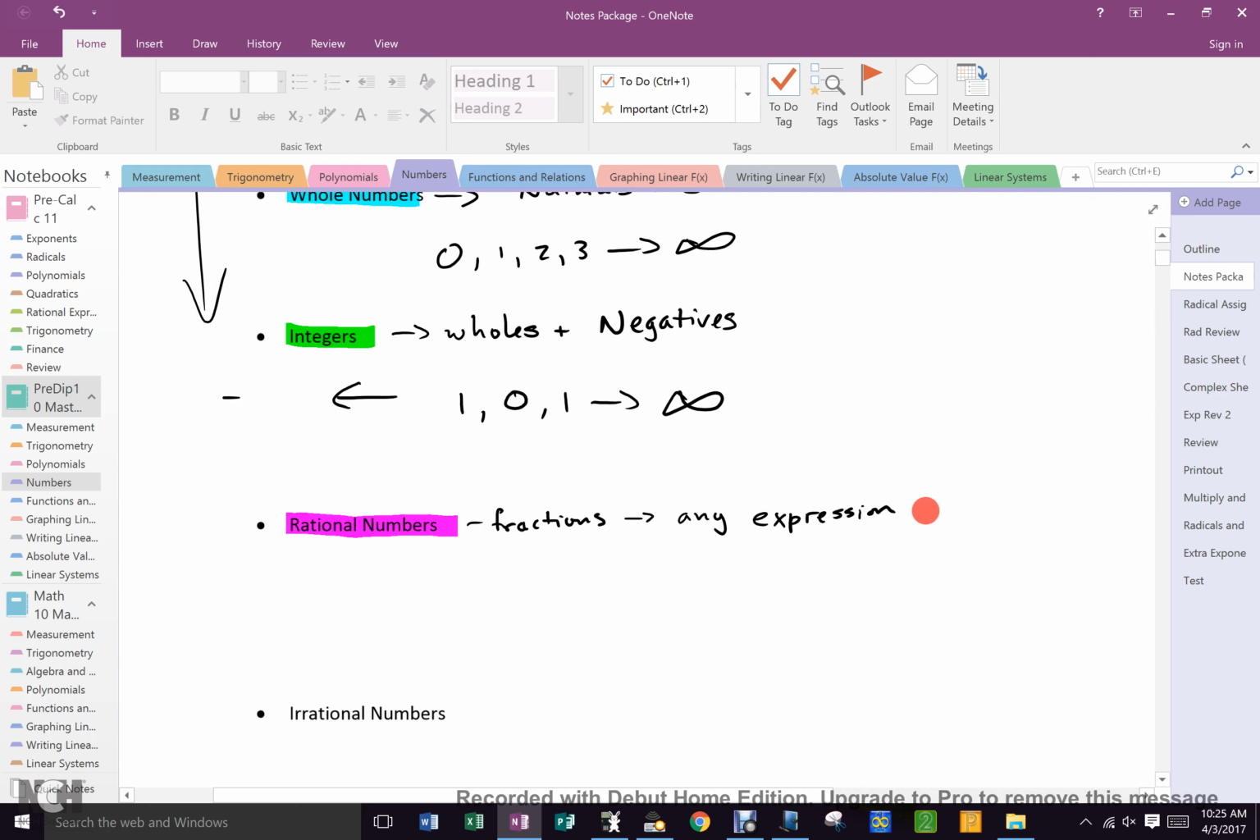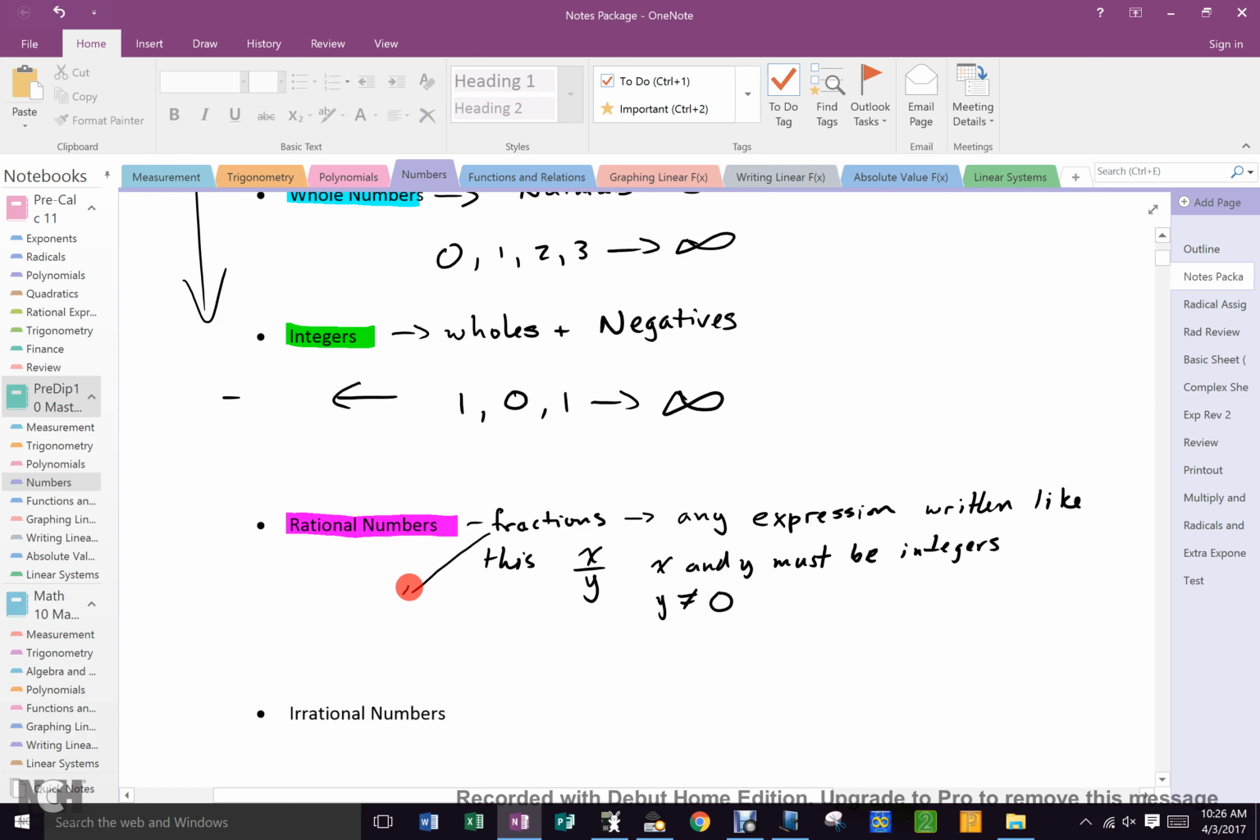Any expression written like this: X over Y. Anything that is written like that, except X and Y must be integers, and Y cannot equal 0. If you can write that, you have what we call a rational number. You guys know them as fractions, okay?